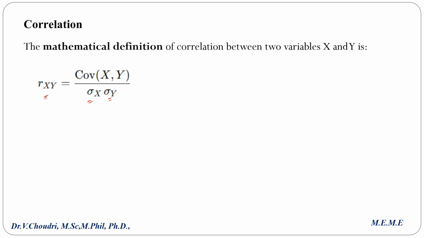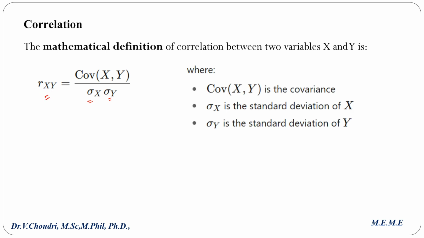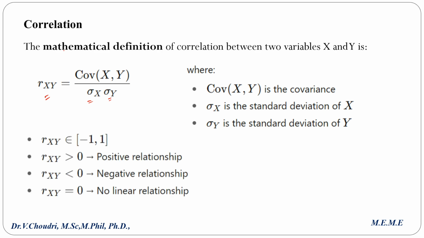So the correlation coefficient gives the result. This is covariance divided by the standard deviations of x and y. If we find this ratio, the answer comes between minus 1 and 1, that is, minus 1 less than or equal to R less than or equal to 1. Minus 1 is the lowest range, 1 is the top range. In between we can take the values.